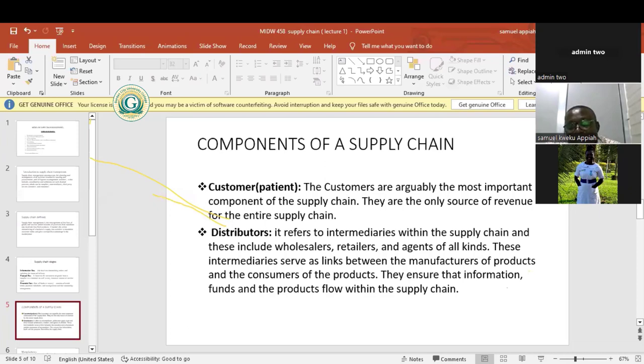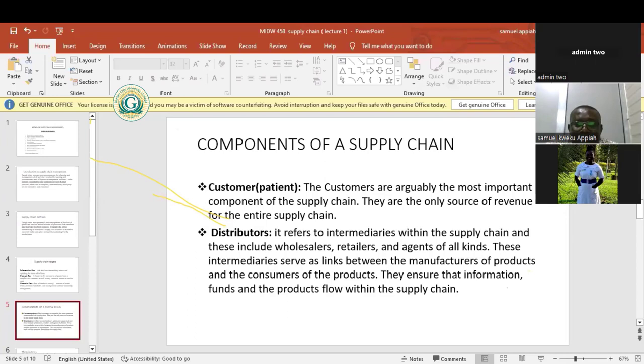So you look at the consultation fee, in addition to the items. If it is an inpatient, then the cost of the bed, maybe on a daily basis. If you sleep there, you pay maybe 50 cedis every day, and at the end it is added to your bill. And we're saying that all these activities that occur within the supply chain, the patient who happens to be the client, bears the costs. Everything that happened, the cost of transport, everything, is paid for by the customer or the client. The next component of supply chain, or the next element, is distributors.